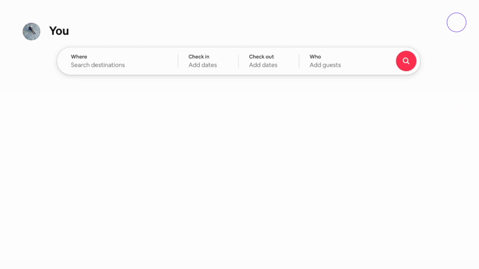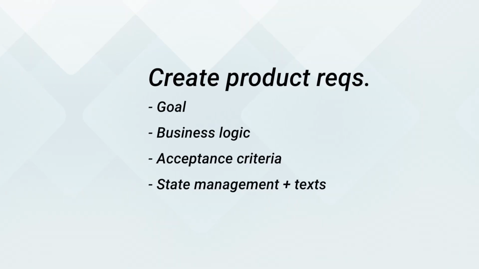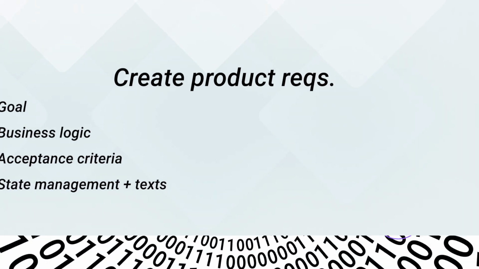For the sake of simplicity, I'm using a premium feature of ChatGPT that allows me to upload an image. That way I can just take a screenshot and I don't need to explain all the bits and bytes of this feature to ChatGPT. That's a good idea! In the prompt itself, I'm asking GPT to review the image and then create product requirements, including motivation, business logic, and of course acceptance criteria, so we can have the definition of done for this feature, and of course state management with relevant text.